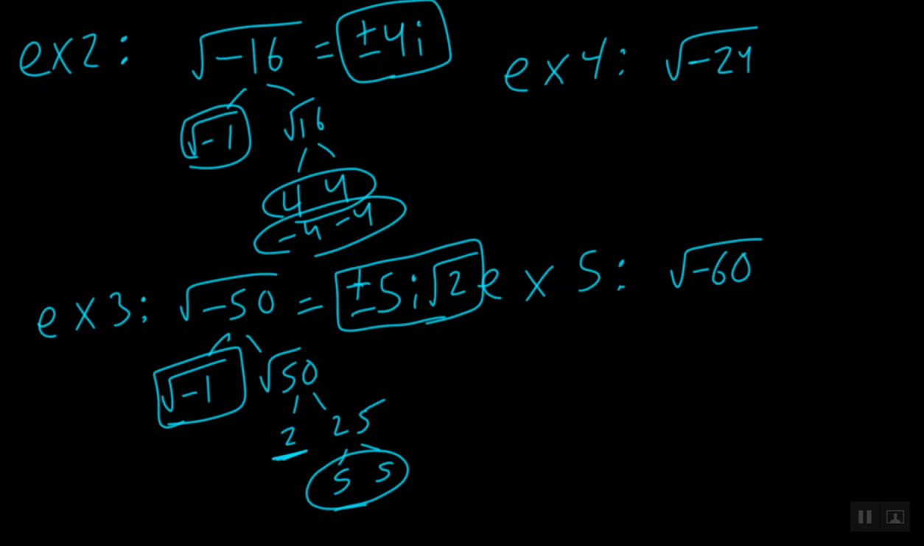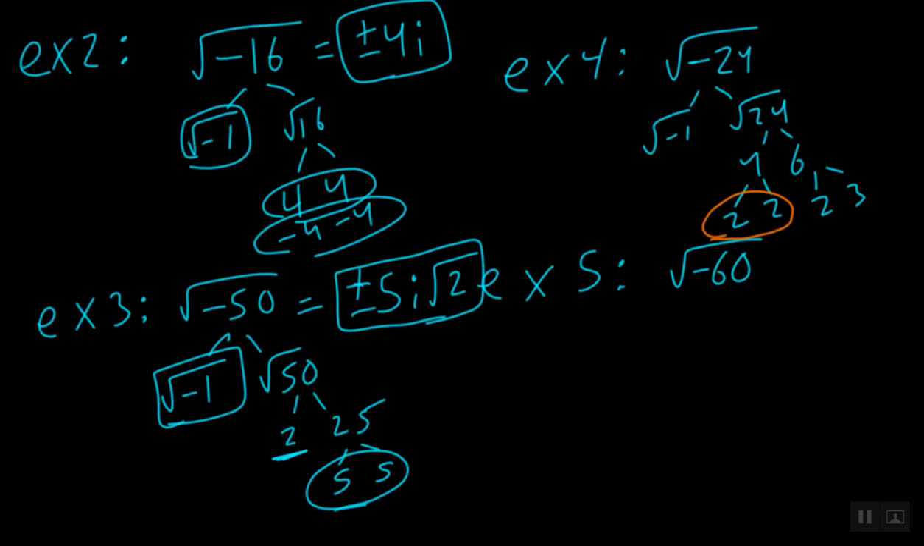Okay, let's check out example 4, the square root of negative 24. Well, of course, we break it down into the square root of negative 1 and the square root of positive 24. Now 24 breaks down into 4 and 6, 4 breaks down into 2 and 2, 6 breaks down into 2 and 3, and notice we only have one pair of 2's.